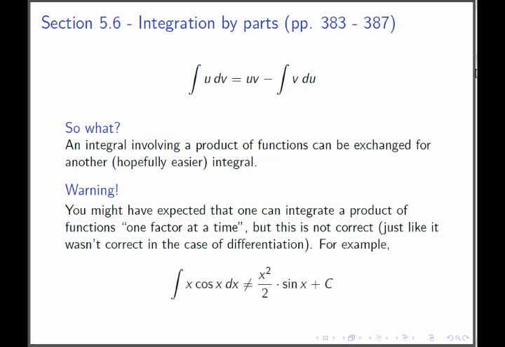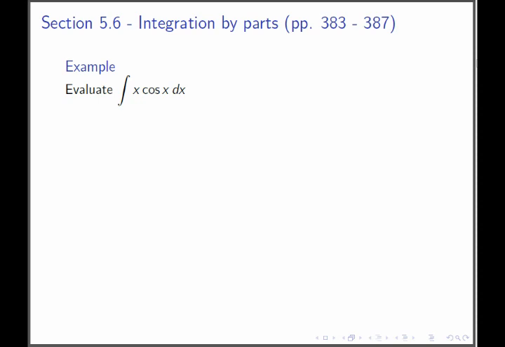So, for example, the integral of x cosine x dx is not just the integral of x times the integral of cosine. So, how do we do this integral? Well, we use integration by parts. What we do is we let u equal some part of the integral. I've chosen x, and dv will be the rest. So this is going to be the integral of u dv. And these are the choices that I've made. I'll explain how these choices are made in a second.